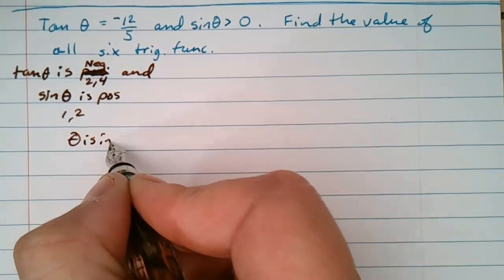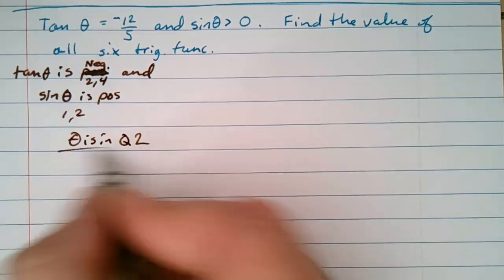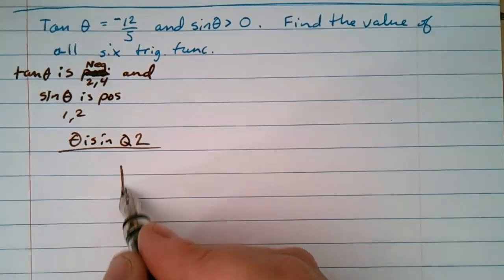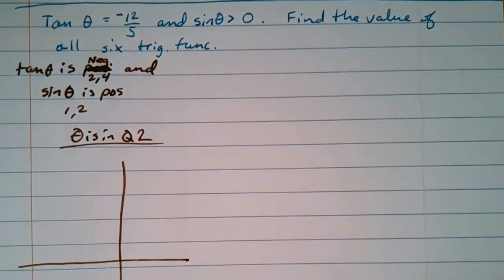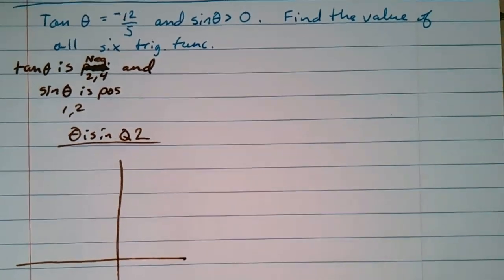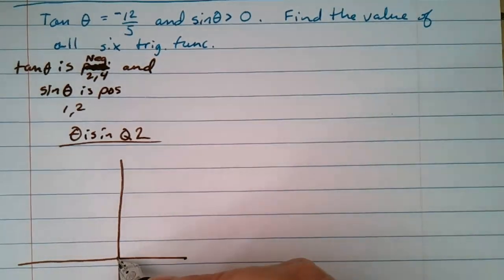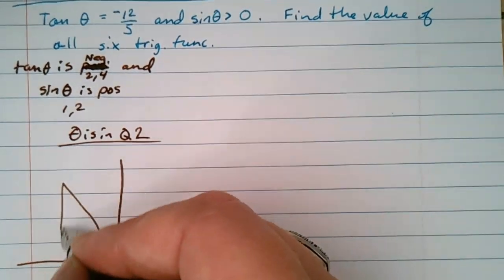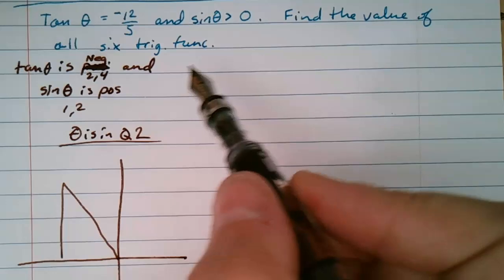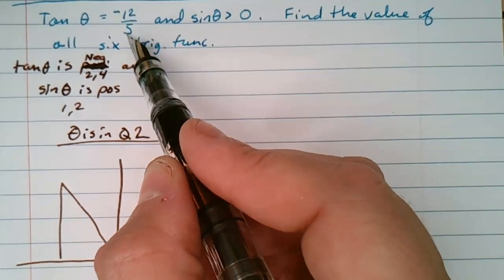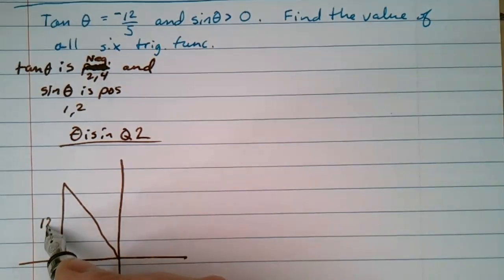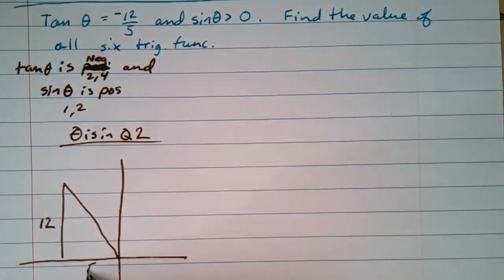Theta is in quadrant 2. So I'm going to draw a picture, and make sure your picture is in quadrant 2. So here we go, quadrant 2. Ta-da! And what have we got? Well, tangent is defined as what? Opposite over adjacent. It means the opposite has to be 12, and the adjacent has to be 5.